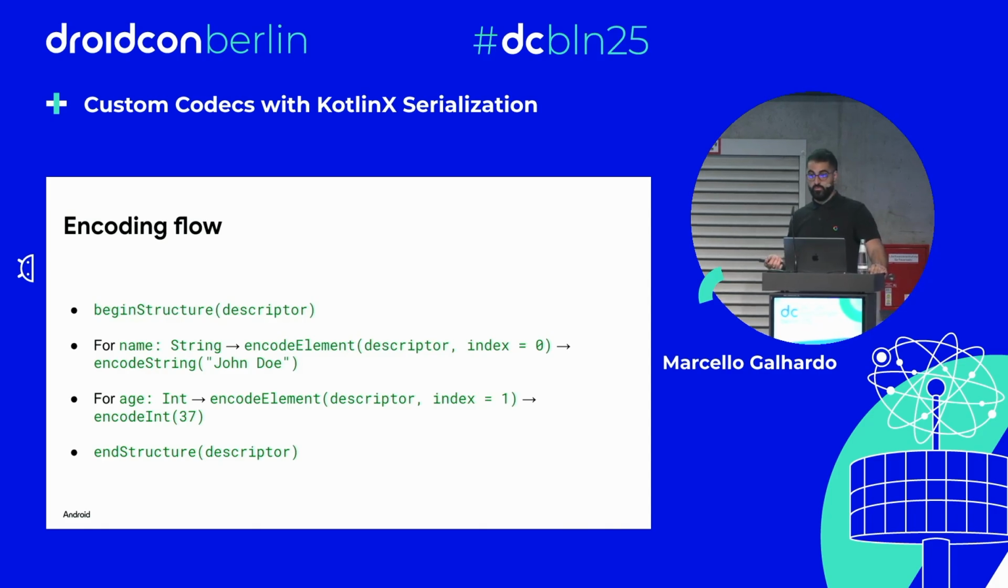How the encode flow is going to work is it starts with begin structure, the descriptor. For the first field, name string, KotlinX Serialization is going to call encode element with the index of 0. Then encode the string with the value John Doe. For the second field, age int, it calls encode element with the next index. Then encode int with the value. Finally, to finish, end structure.